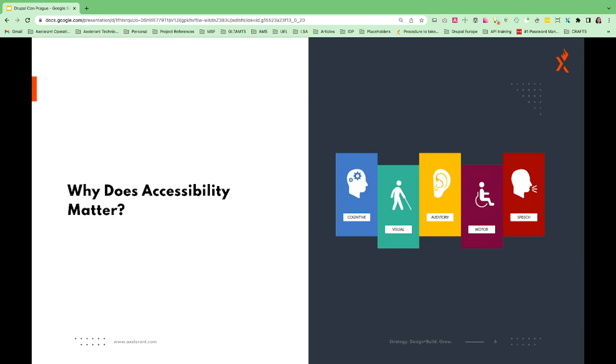Why does accessibility matter? So far I have explained different scenarios of why it is important. That pretty much covers this particular slide. We are giving emotional confidence to the people with accessibility, how they can access everything, how they can see everything. And I have read an article regarding that.